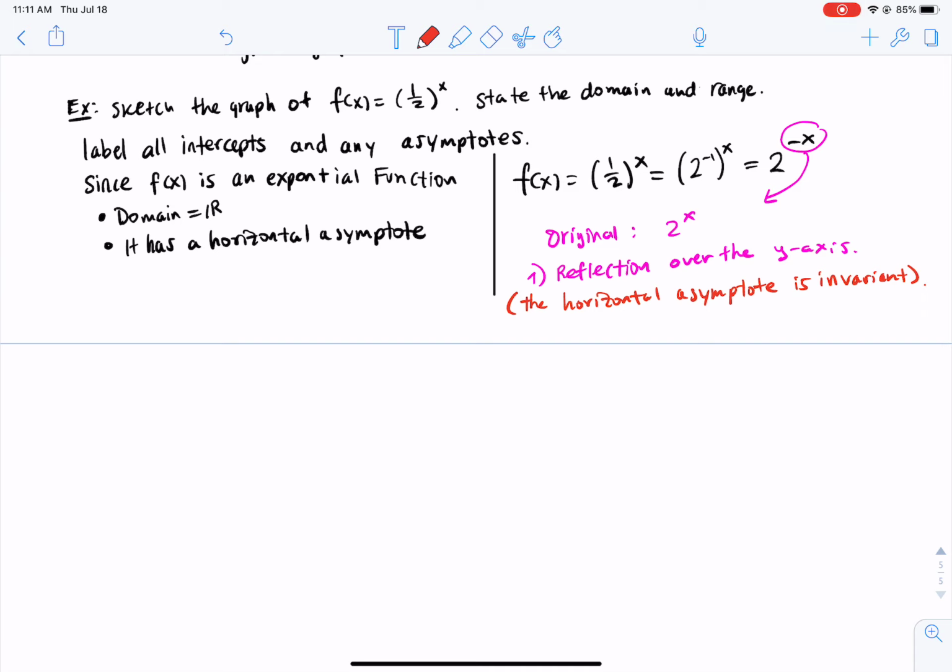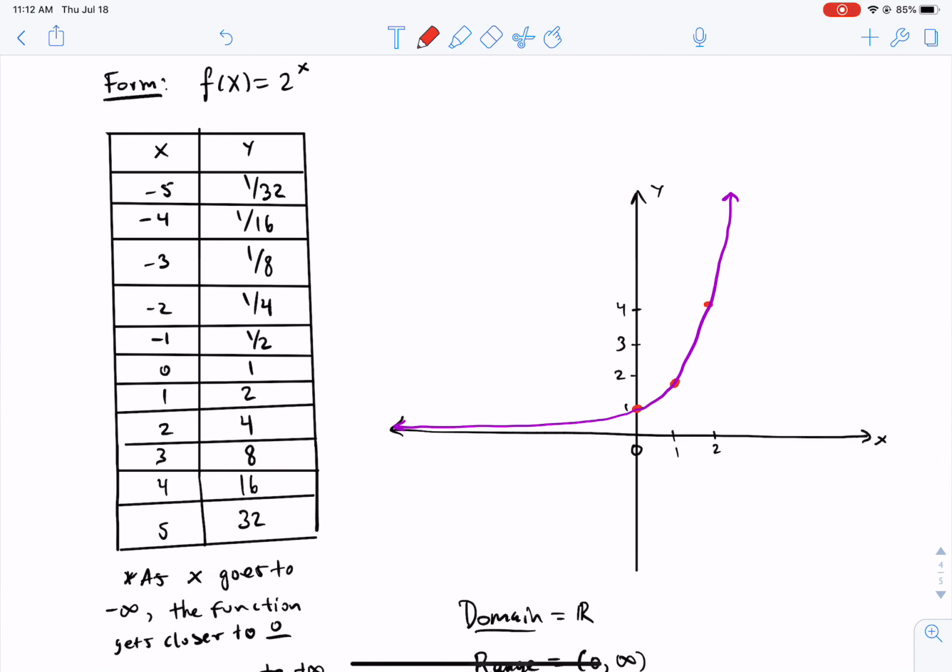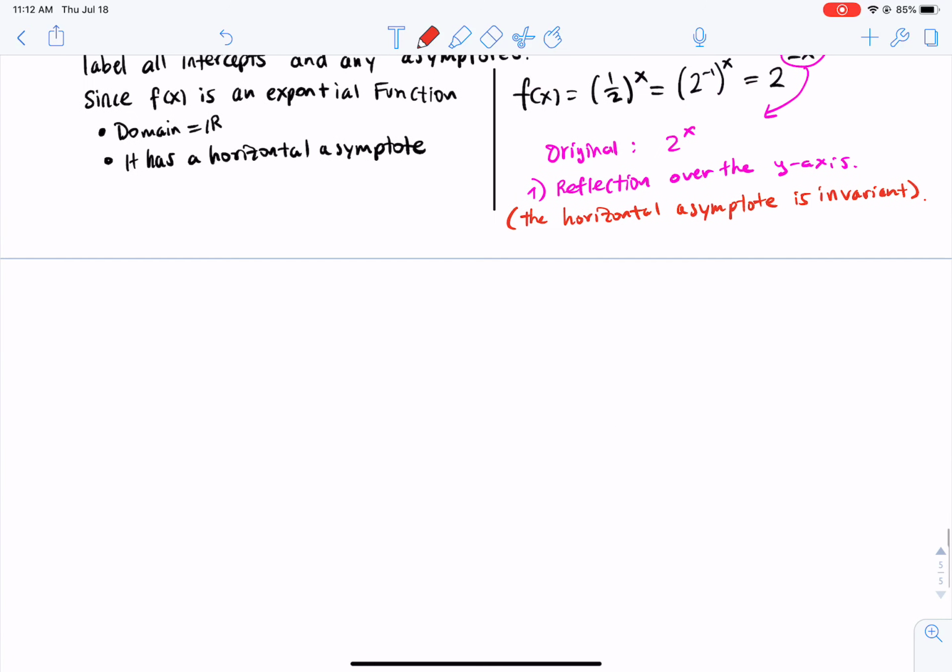How come the domain is always all real numbers? Think about it this way. If I give you an exponential function on a table, could you have continued giving me larger and larger values? Oh yeah. And in the other direction as well. So you can go in both directions. Same thing with this one.